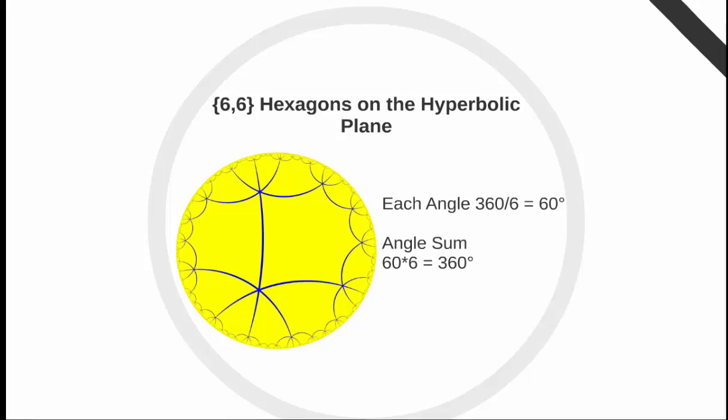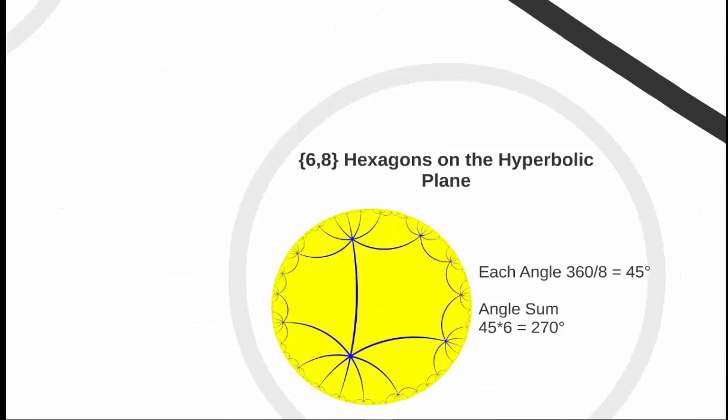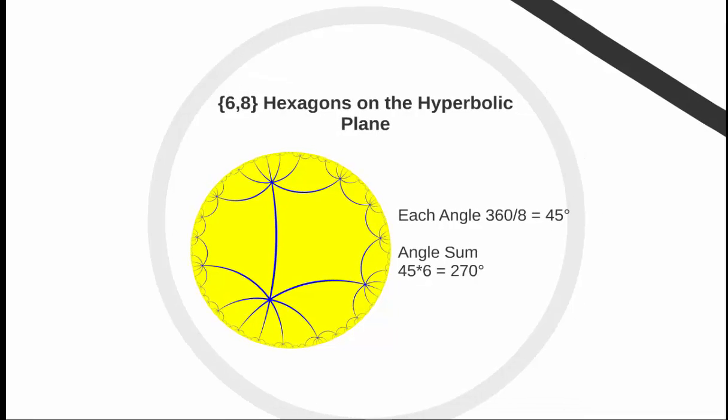Here we have 6, 7 tiling. Each one is approximately 51.43 degrees, and the angle sum is approximately 308.57 degrees. 6, 8. Each one is 45, and the angle sum is 270.